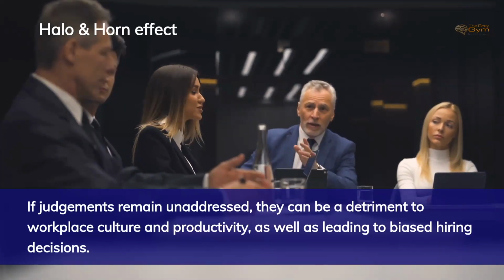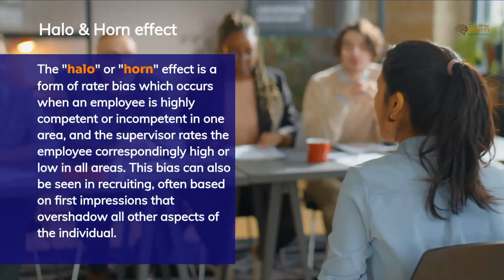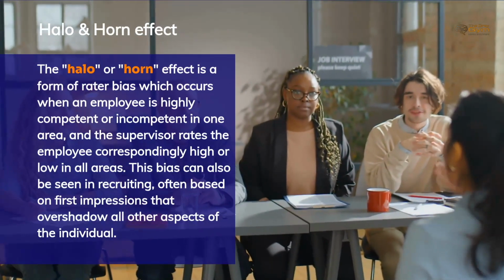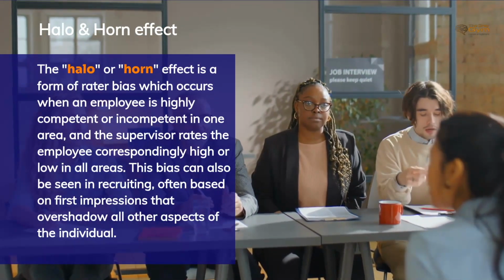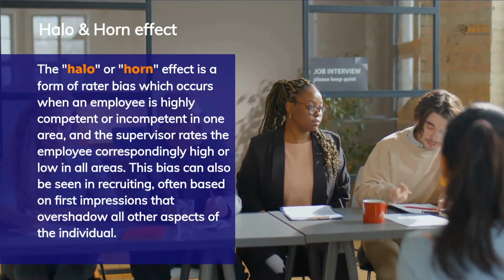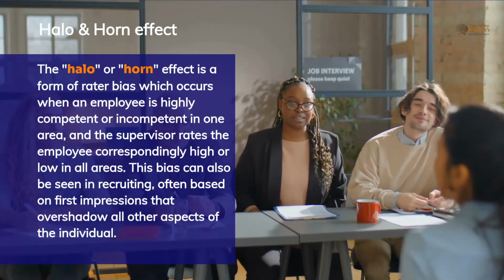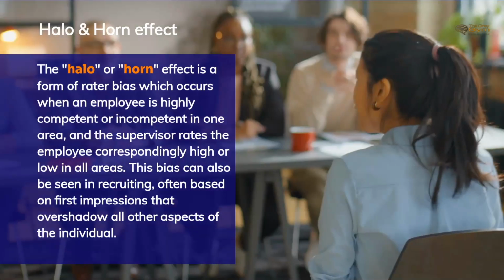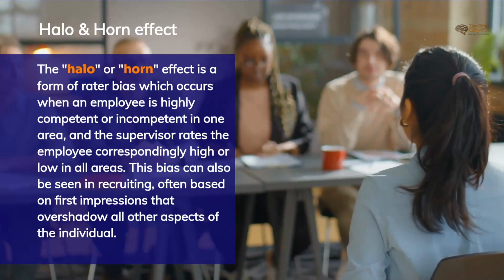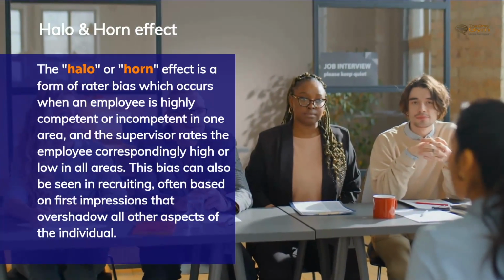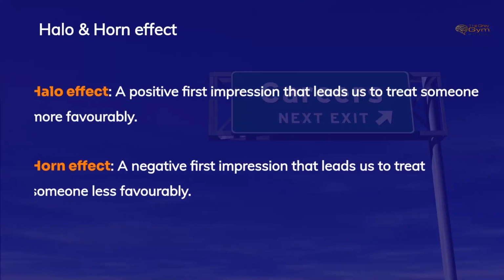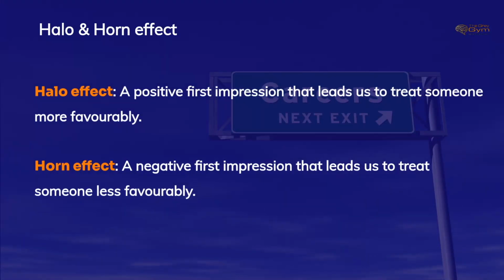The halo or horn effect is a form of rater bias which occurs when an employee is highly competent or incompetent in one area, and the supervisor rates the employee correspondingly high or low in all the areas. This bias can also be seen in recruiting, often based on first impressions that overshadow all other aspects of the individual. Let's look at the difference between the halo and horn effect. Halo effect, a positive first impression that leads us to treat someone more favorably, whereas the horn effect, a negative first impression that leads us to treat someone less favorably.